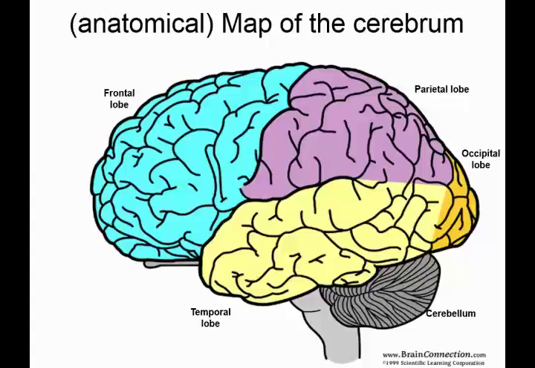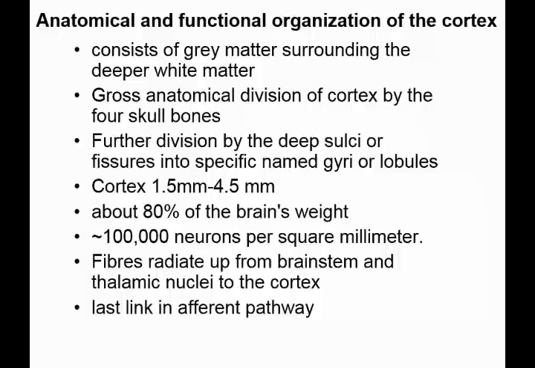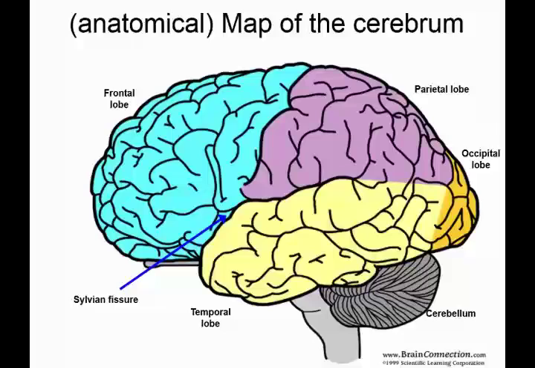Generally, the cortex consists of the grey matter surrounding the deeper white matter. That should be a repeat. You remember most of that, I hope. The anatomical division of the cortex is explained by the four skull bones. So the main fissure is that one, the Sylvian fissure here. And we've got four skull bones. If you have a baby, they're actually overlapping when they come out, when they're born.